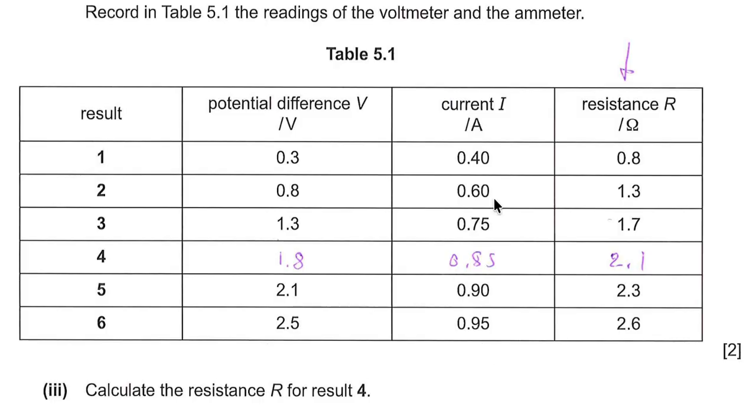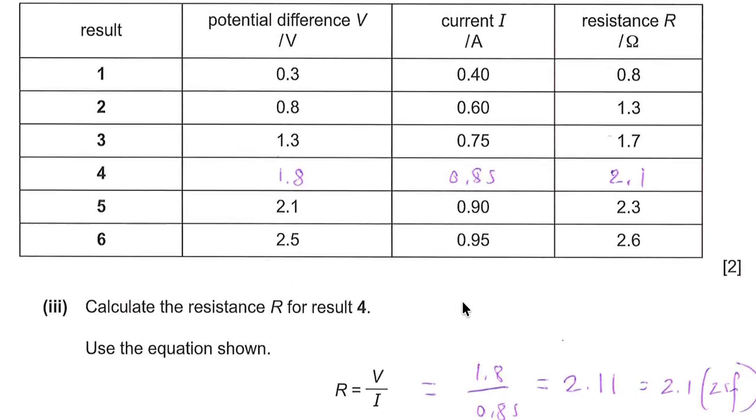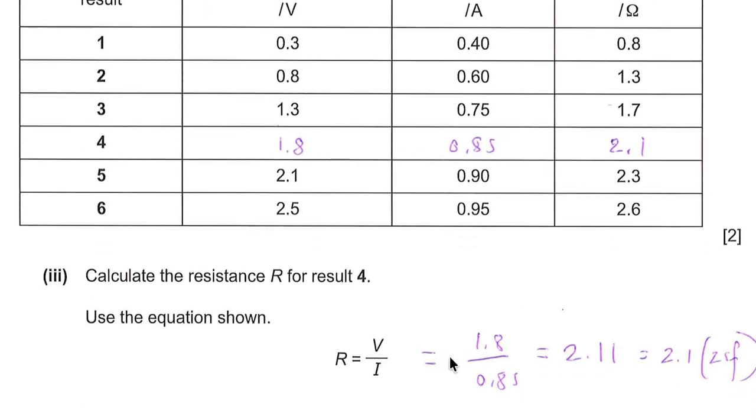Now, a word about the resistance. Obviously, we've used the equation V over I, which you're given. It's a nice thing to be given here, not expected to recall. However, you need to make sure that you're consistent with your presentation of the data. So everything here has been given to 1 decimal place. You should give everything else to 1 decimal place as well, or in this case, 2 significant figures. So there you go. We've got 0.8, 1.3, 1.7, 2.1. This 2.11 becomes 2.1.